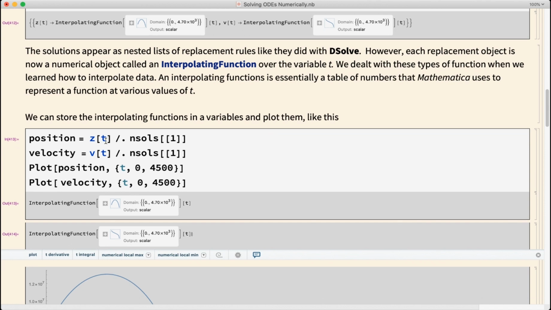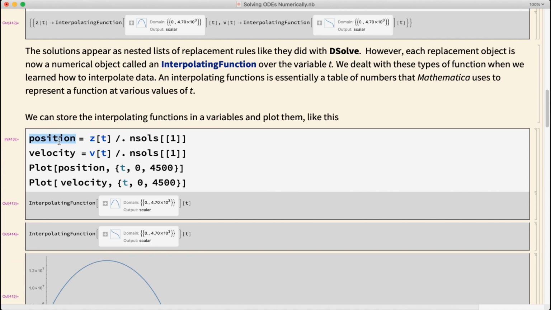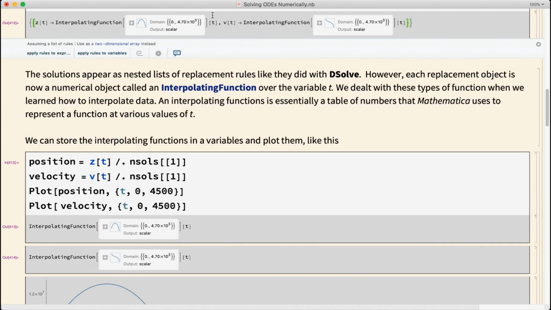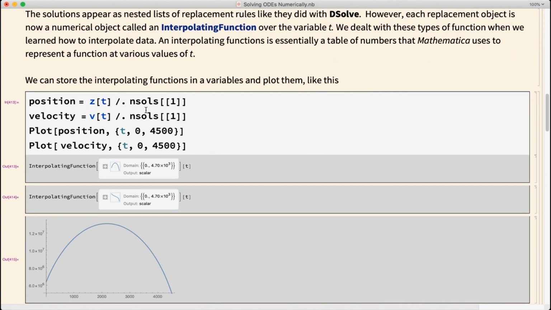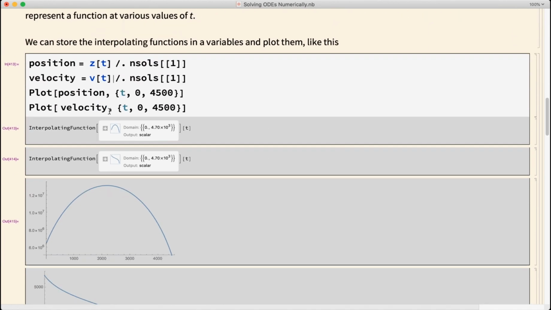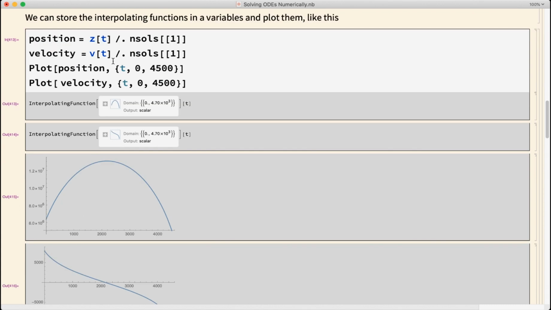So again, I'm using slash dot notation to basically extract the data out of this. It says, hey, store in a new variable called position. I wanted you to basically replace z of t in this rule with the first numerical solution, and so that's just the only solution that came out of that there. And then same thing here, but now I want you to replace v of t. So it's not great syntax, but you get used to it, and that's what it does, okay? It becomes more clear when you try to plot it.